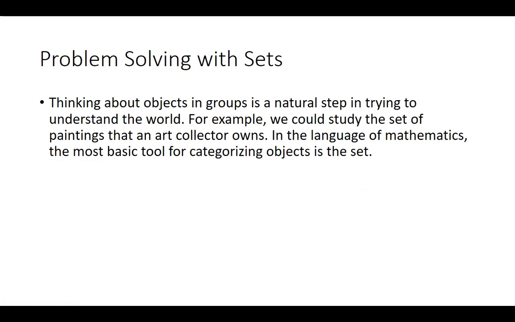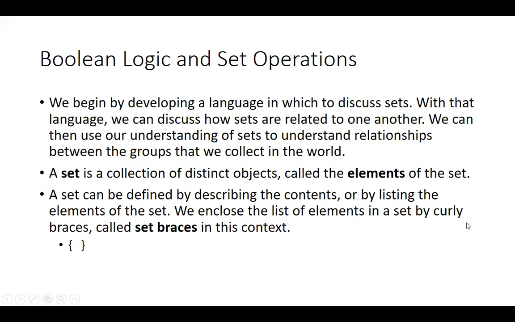Thinking about objects in groups is a natural step in trying to understand the world. For example, we could study the set of paintings that an art collector owns. In the language of mathematics, the most basic tool for categorizing objects is the set. We begin by developing a language in which to discuss sets. With that language, we can discuss how sets are related to one another. We can then use our understanding of sets to understand relationships between the groups that we collect in the world.